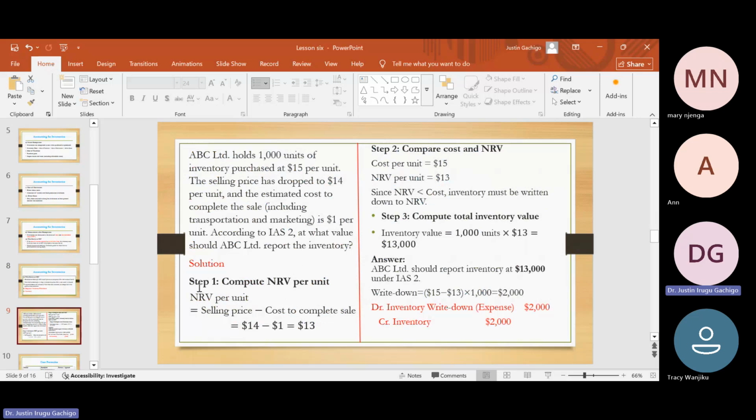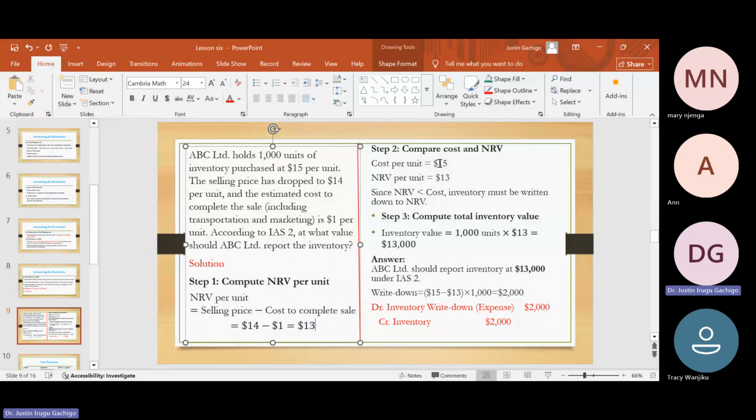So we have said that the inventory is reported at the lower of cost and net realizable value. The first step is for us to compute the NRV. NRV is equal to selling price minus cost to complete the sale. These are the costs that are incurred, for example, the transport cost from the warehouse to the customer. So the selling price is 14 shillings, then we have the cost of transport of $1, and that means the NRV is $13.